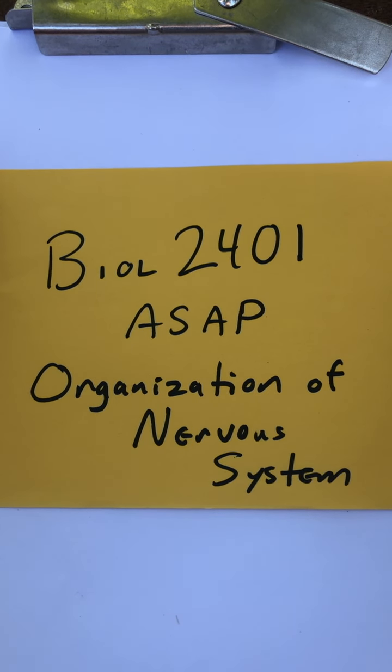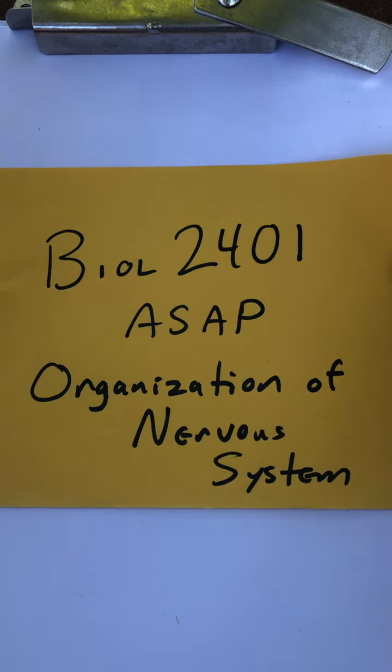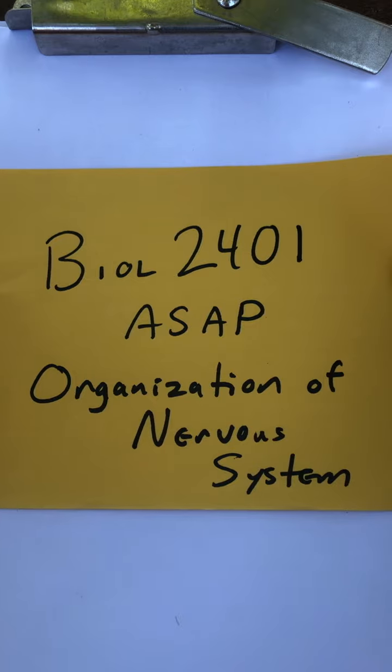This is Biology 2401 ASAP, as simple as possible, as soon as possible, anatomy and physiology. This is just a brief review of the organization of the nervous system. This information is found in the general practice questions, the power quizzes, the guided reading, the textbook, the PowerPoints provided by the textbook. You've got a lot of sources of information. But this is just another way, a quick review with a voice, trying to help you see the organization.